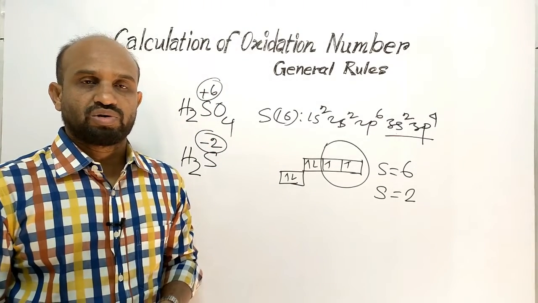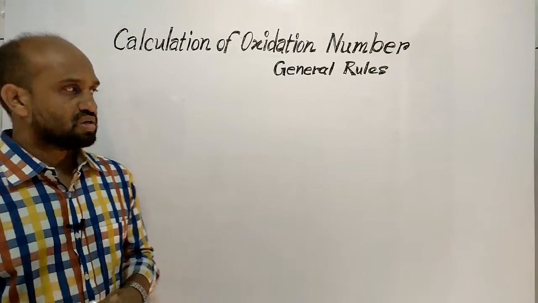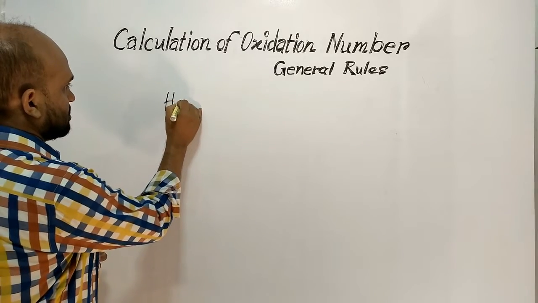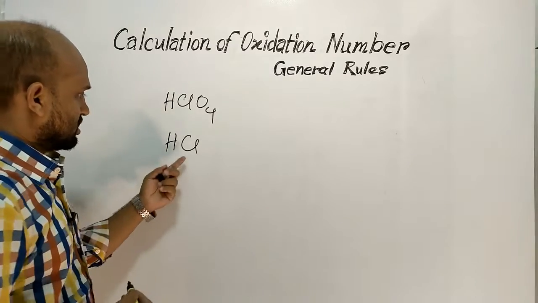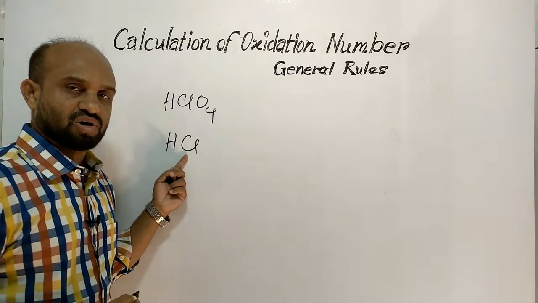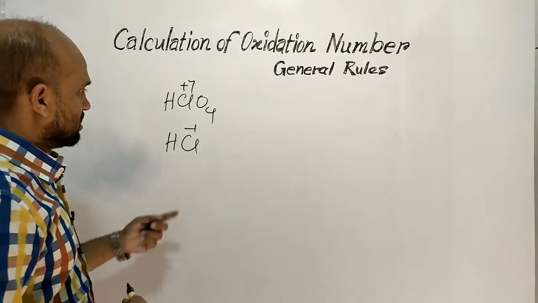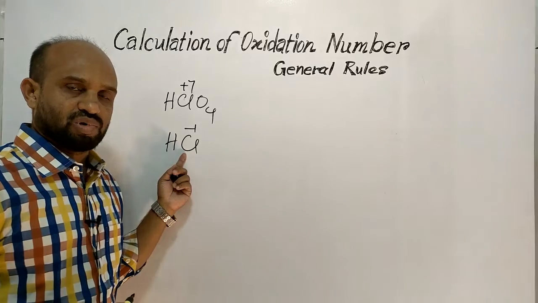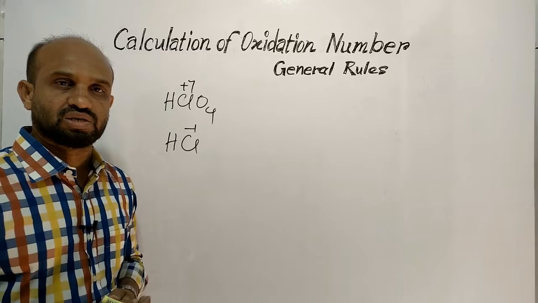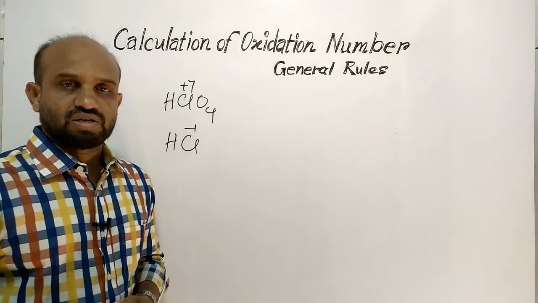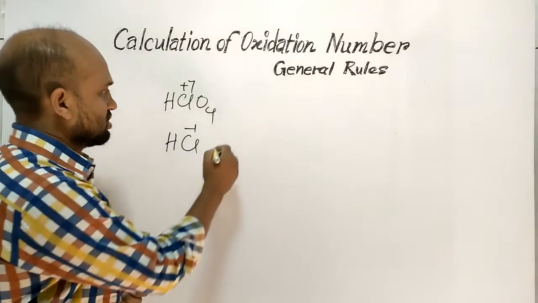Let's see another compound of p block element. Now the compounds of chlorine are perchloric acid and HCl. In these compounds, the oxidation number of chlorine is minus 1, and here this is plus 7. Chlorine's minimum oxidation number is minus 1 and maximum oxidation number is plus 7. This is discussed according to the electronic configuration of chlorine.